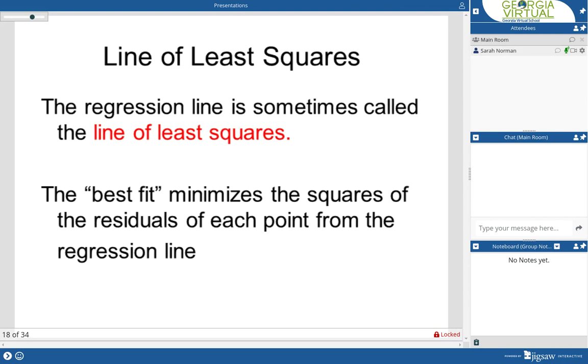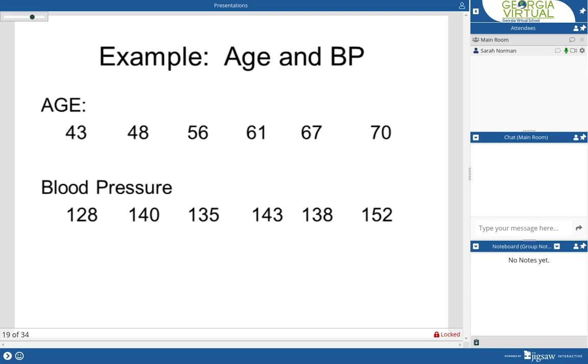The line of least squares is also the regression line. It's the same thing. And the best fit minimizes the squares of the residuals of each point from the regression line. Khan Academy also does a good job of showing that. But basically what you need to know is that the regression line and the line of least squares are the same thing. It's just another word for it.